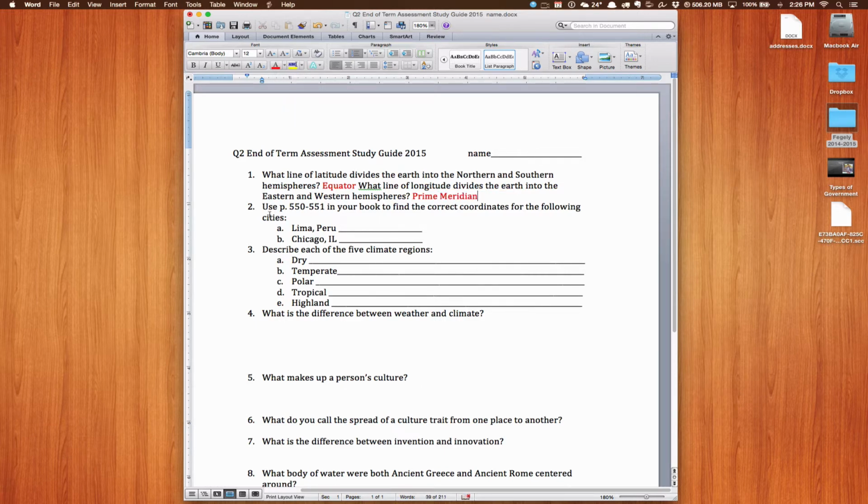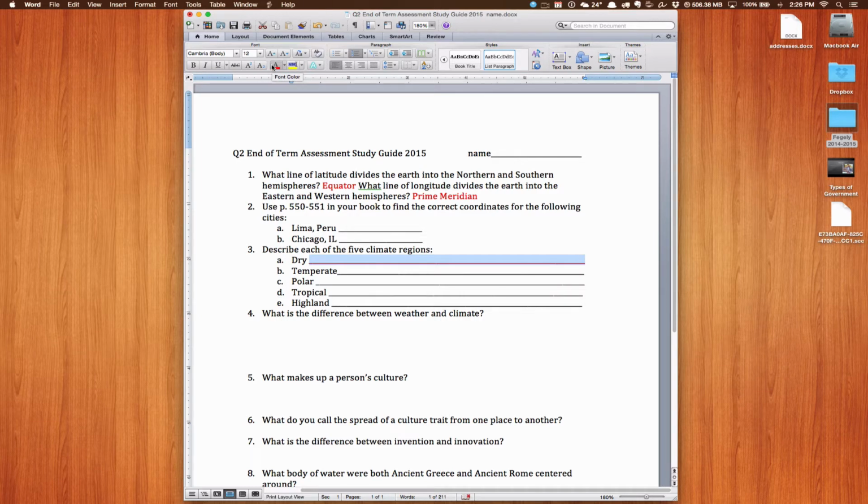All right, number two, you need to be able to find latitude and longitude for different spots on the Earth. We went through that today, reviewed it, talked about it today in class, so I'm not going to go through that right now. We moved down to the climate regions.